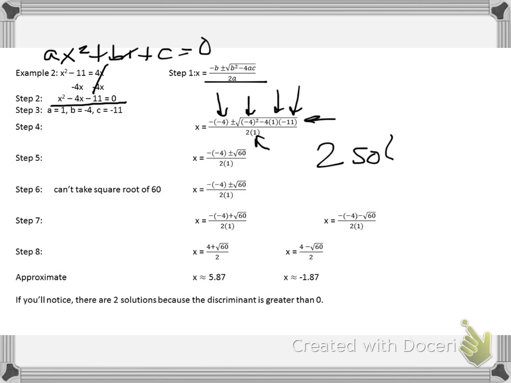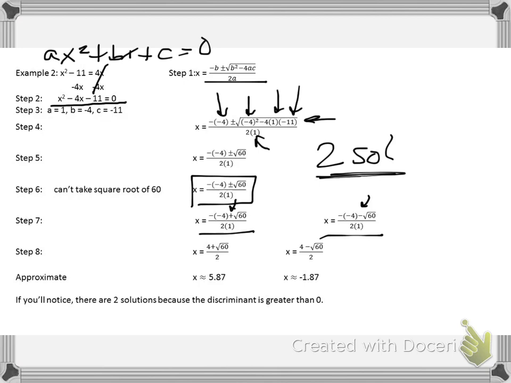Step 6, can you take the square root of 60? No, you cannot. If you don't know whether or not you can take the square root of something in your calculator, hit the square root button and put the number in there, and it will tell you whether or not you can take the square root of it. So I'm just going to rewrite it since I can't take the square root of it. Now I'm going to split it up into 2 different equations, one where you have the plus, one where you have the minus, because remember, we have 2 solutions.